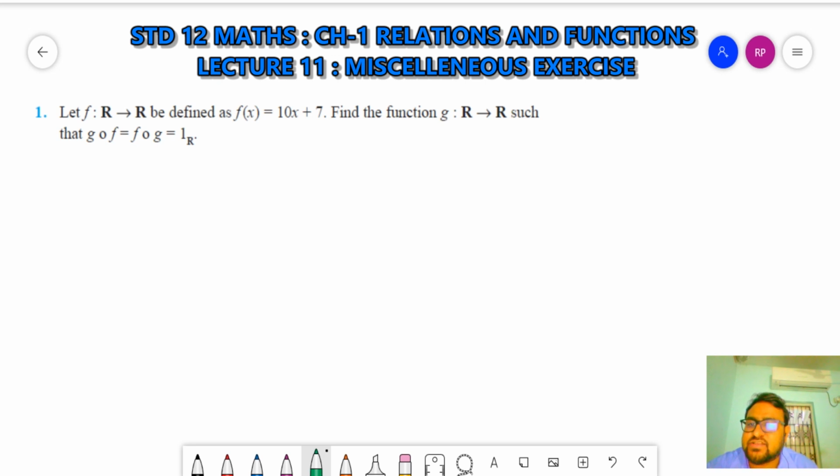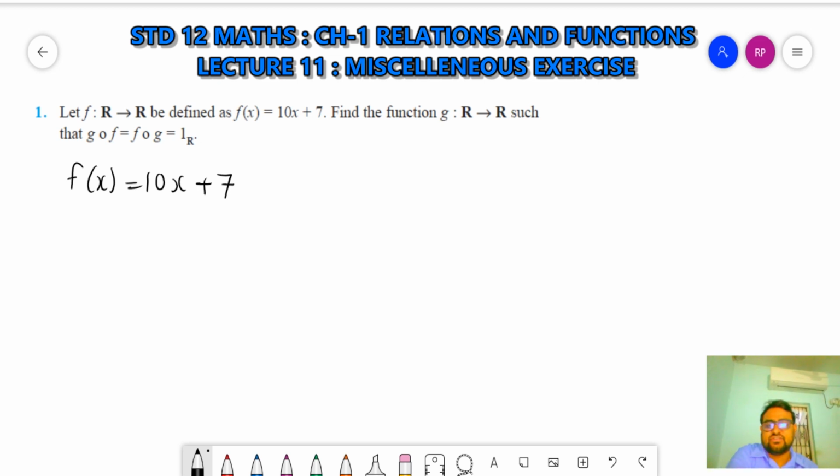f: R to R is defined as f(x) = 10x + 7. Find the function g: R to R such that g o f = f o g = I_R, that is, the identity function.